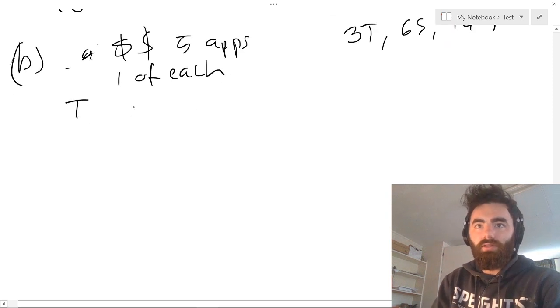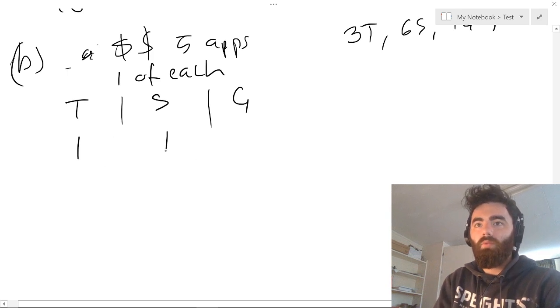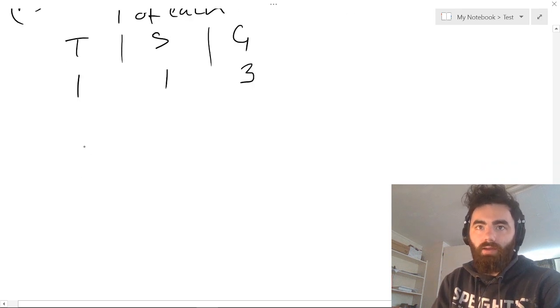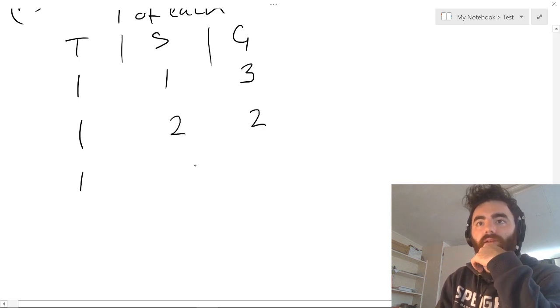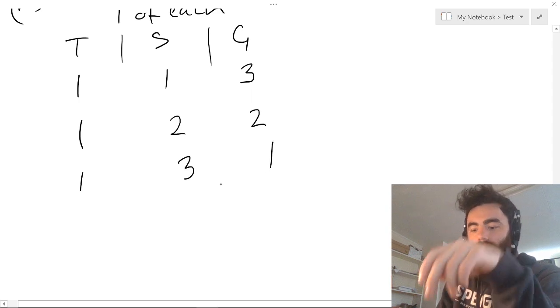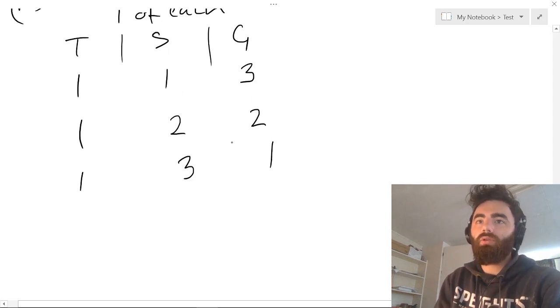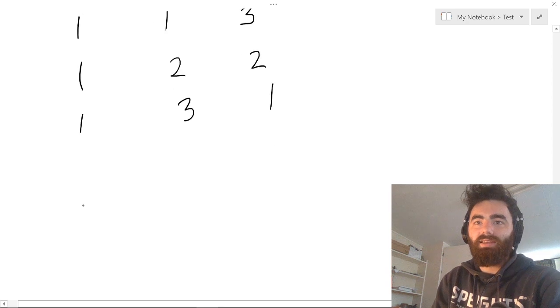So this is how I do it. I put them in columns. She can have 1 train app, 1 social app, and 3 game apps, which is 5. She could have 1 train app, 2 social apps, and 2 game apps. She could have 1 train app, 3 social apps, and 1 game app. Because these all include her having at least one of each.